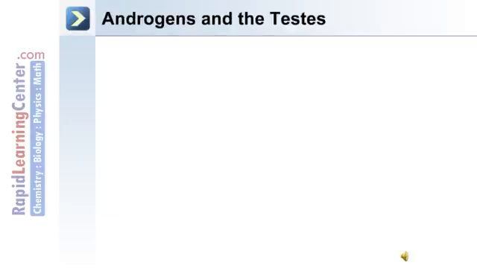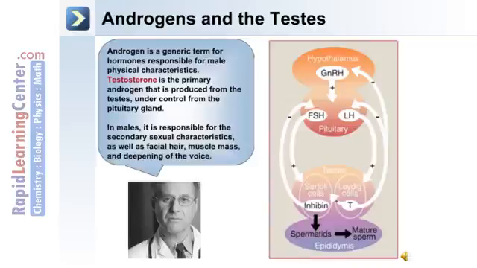In the male, the gonads are the testes and they produce androgens. Androgen is a generic term for hormones responsible for male physical characteristics. The primary androgen is testosterone. It's produced from the testes under control of the pituitary gland. In males, testosterone is responsible for the secondary sexual characteristics as well as facial hair, muscle mass, and deepening of the voice.